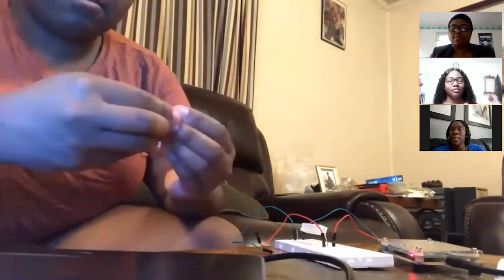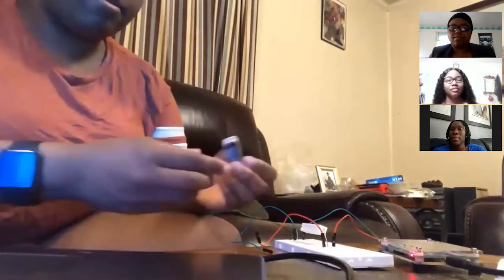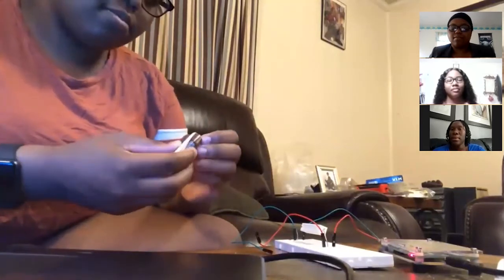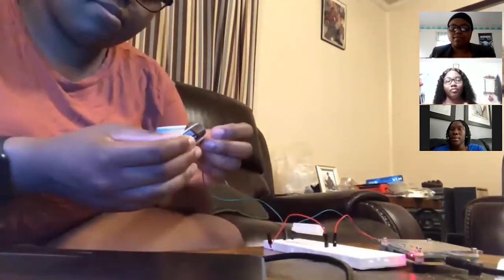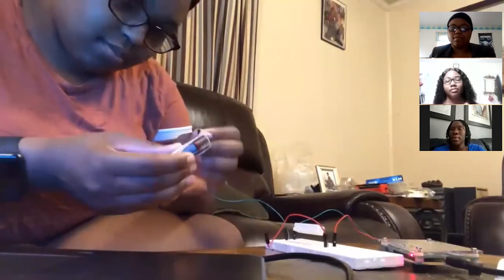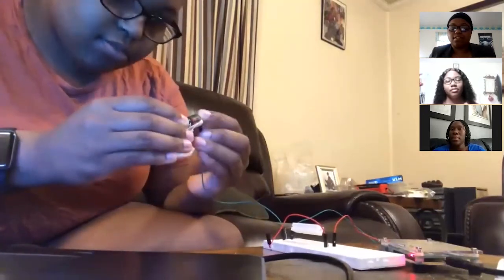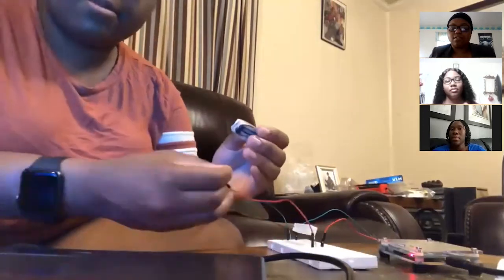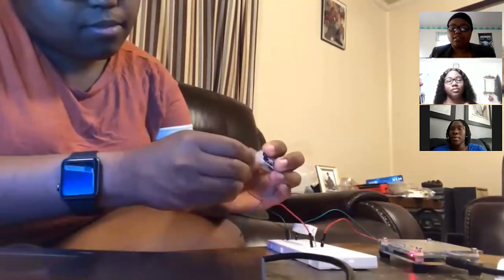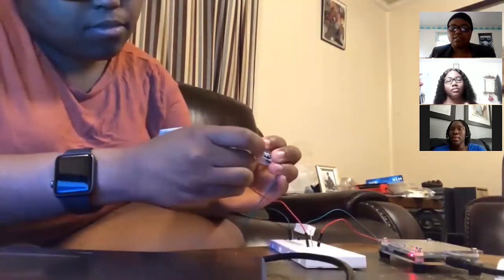And then after we put the rubber band over the battery, we take the green wire and plug it to the positive side, slide it under, and then we take the red wire and then we slide it under the negative side of the battery.